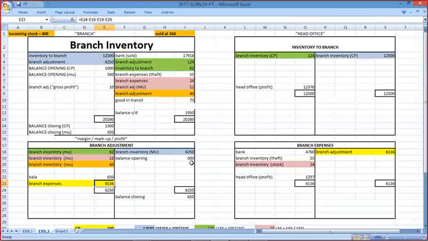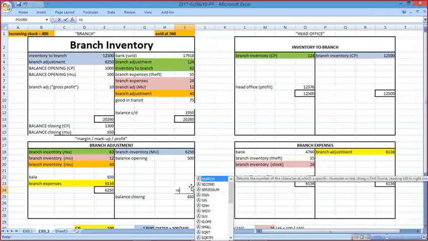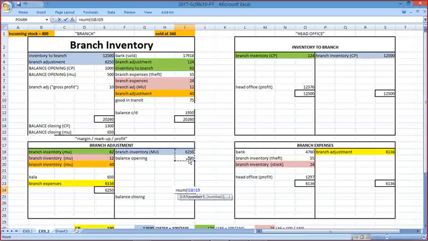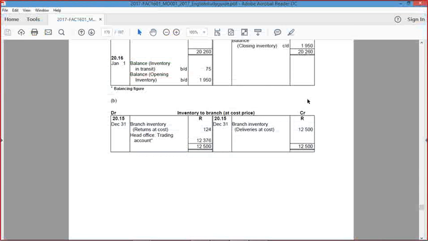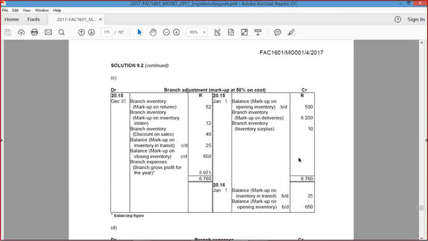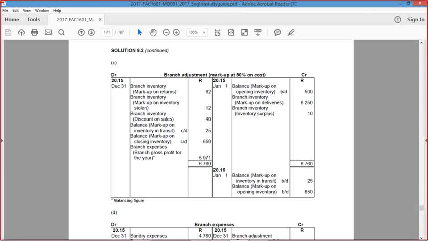So if you provide for those figures now, what do we get? Sum up those two. And then branch expenses would be this minus this minus this minus this minus this. That gives us the 5986, which is what they've split. Did I get that the same as them? Let's just check. 5971. I'm out by 75. Like 5 rand.